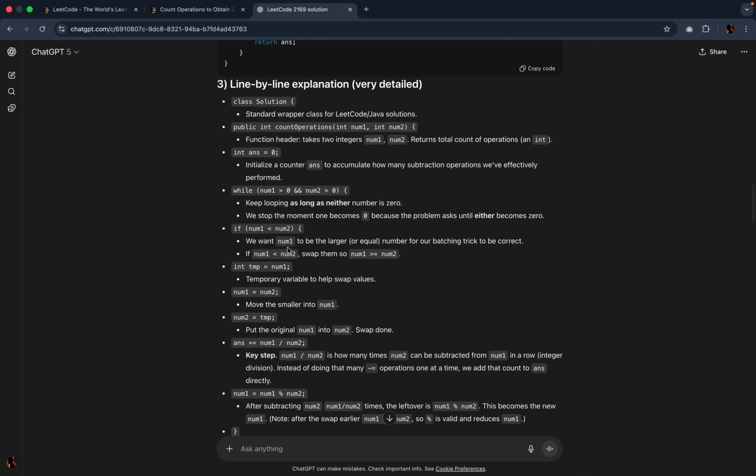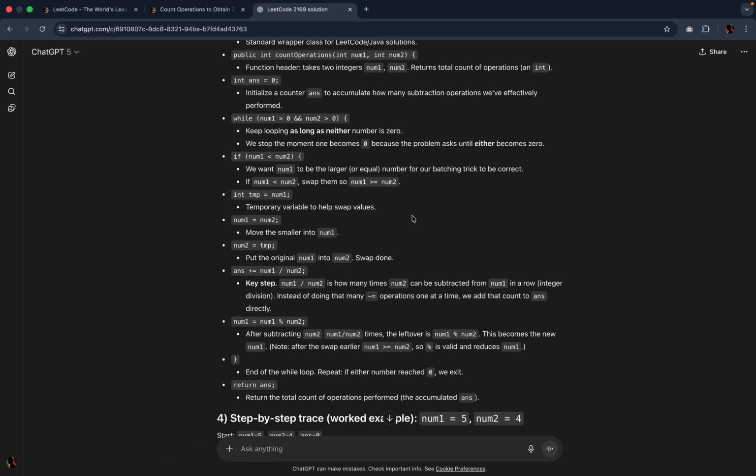And then we will be running a while loop, where if number 1 and number 2 both are greater than 0, they will keep looping as long as neither number is 0, and they stop once one becomes 0, and hence we get the number of operations through ans, which we initialized earlier. So if number 2 is greater than number 1, which is not the condition, since we want number 1 to be the larger or equal number, this is a batching trick. You have to understand it, and you can keep it in your notes, so that you understand that it is a trick of batching, and you can create a pattern for placement.